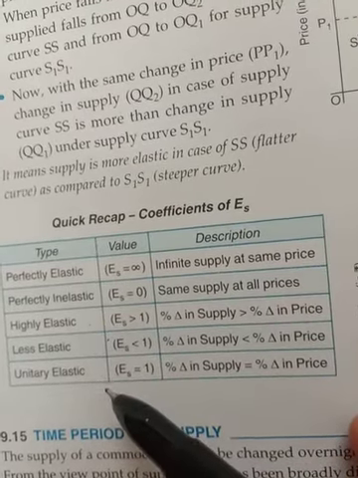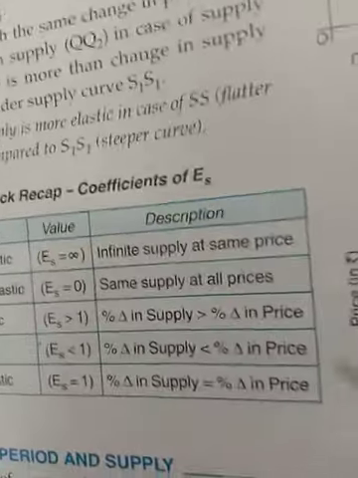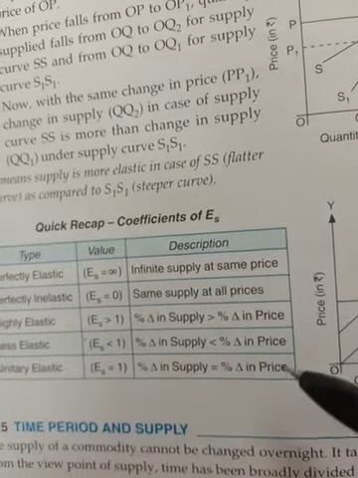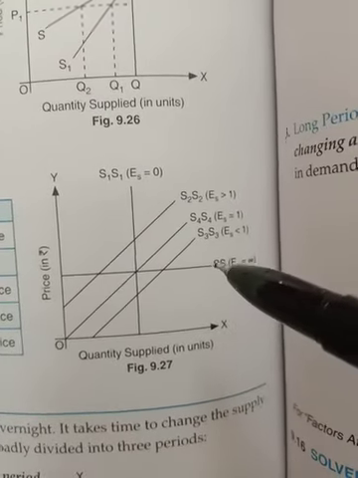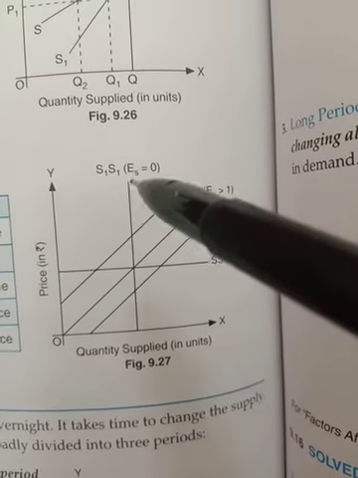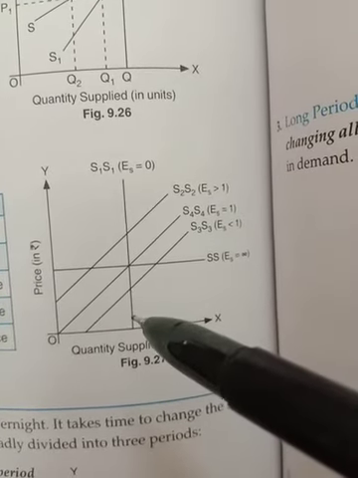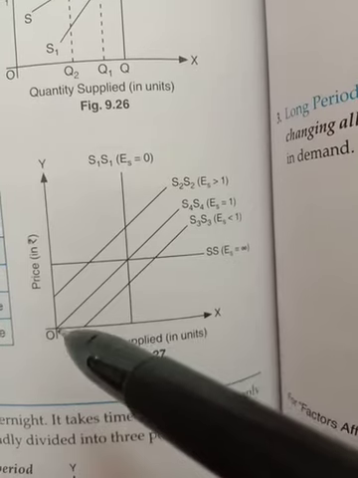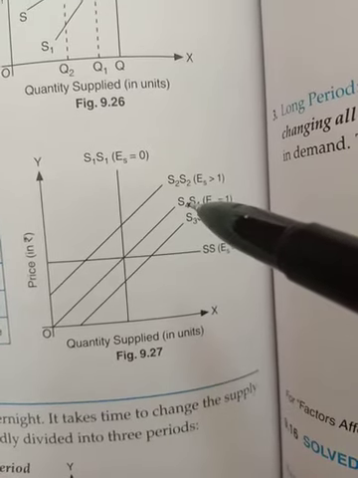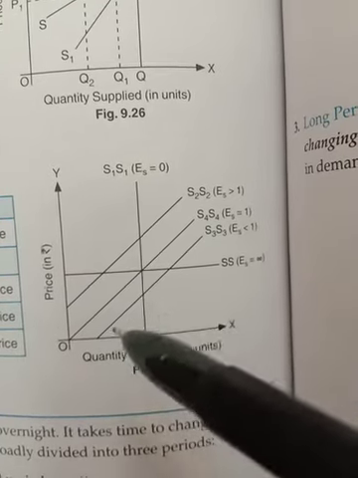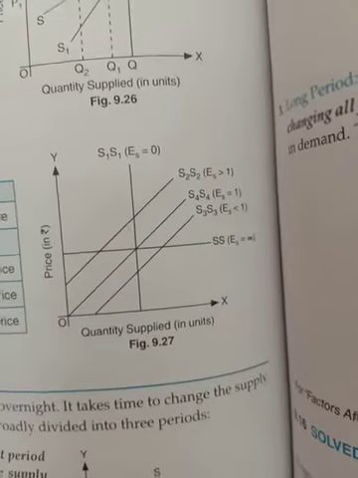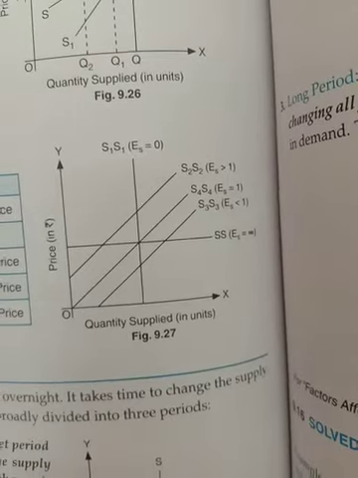Unitary elastic means equal to 1, because the percentage change in supply is equal to the percentage change in price. So this is the diagram that shows all the degrees of elasticity in one diagram. The SS line shows elasticity of supply equal to infinity. This S1 shows elasticity of supply equal to 0. A curve starting from the origin has elasticity equal to 1. A curve starting from the y-axis has elasticity more than 1, and below this it is less than 1. All the degrees are shown in the same diagram. The question can definitely come, because you can find this diagram in your book.